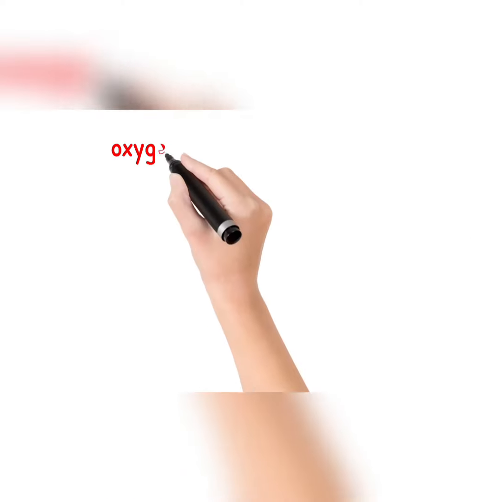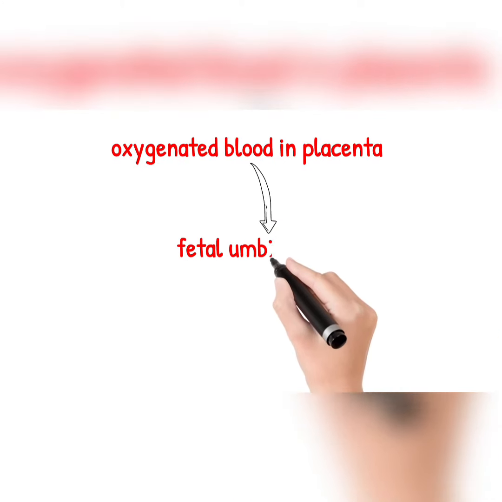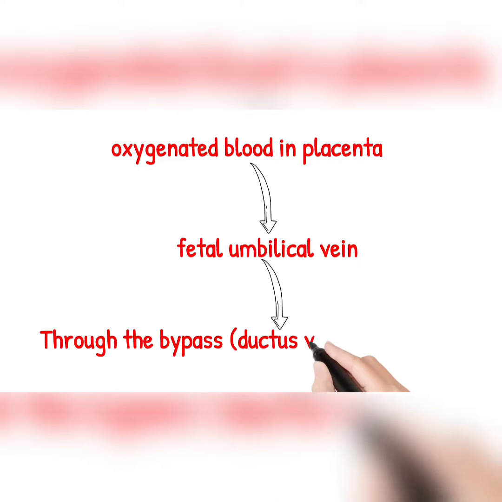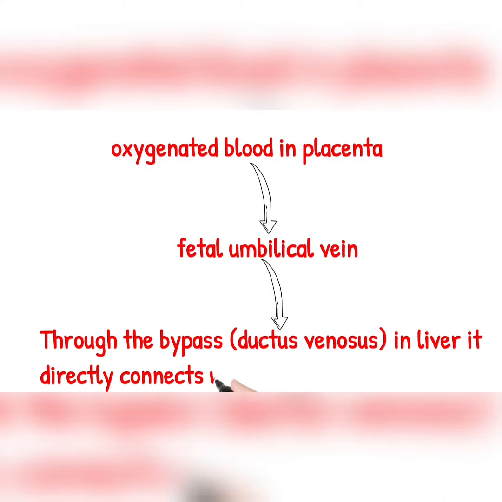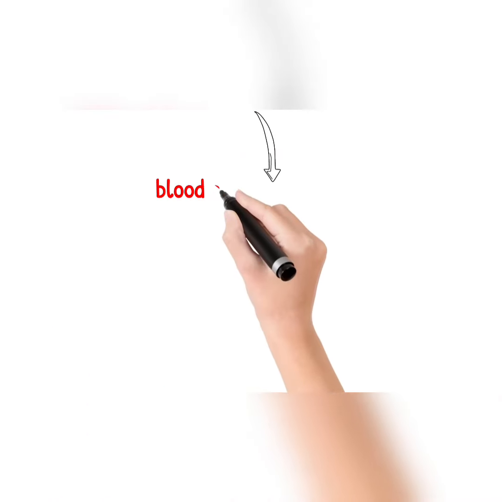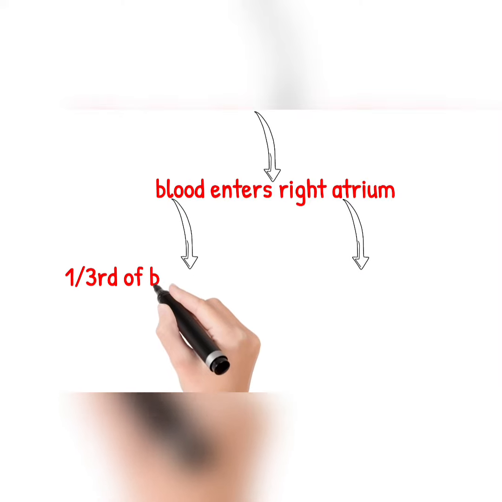in the fetal period. Oxygenated blood in the placenta enters into the fetal circulation through the fetal umbilical vein. Through the bypass, that is the ductus venosus, in the liver, it directly connects with the inferior vena cava. Blood enters into the right atrium. From here on, it has two pathways.